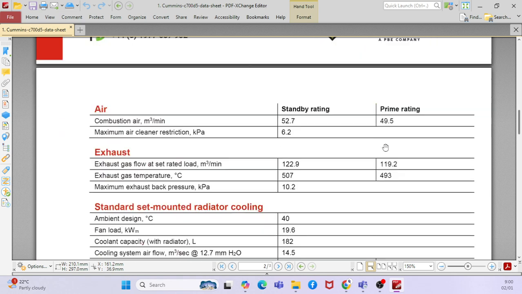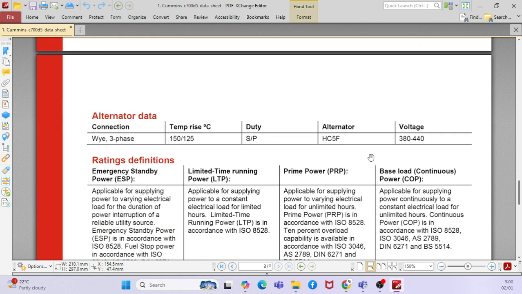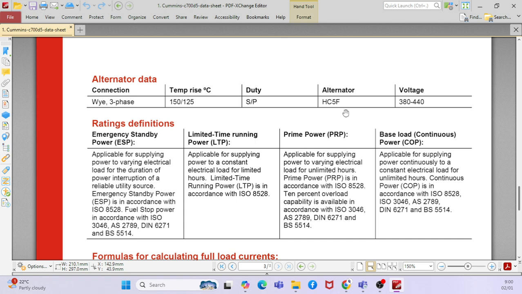Basically, if you go to our generator folder, I have attached the selections where you can see the rating definitions. Clear, right? Yes, got it.